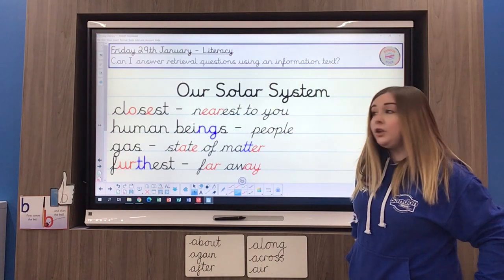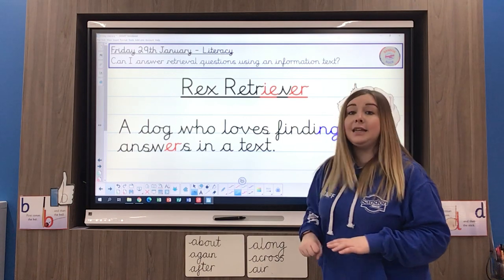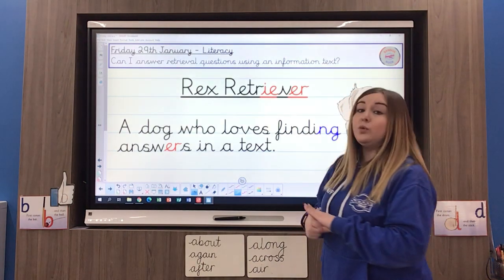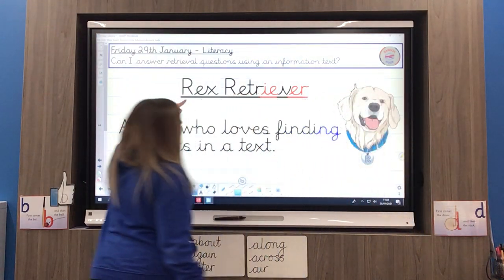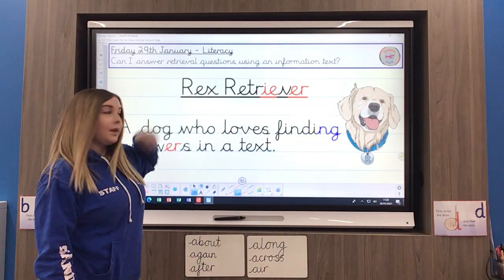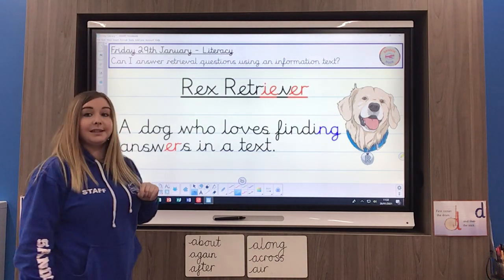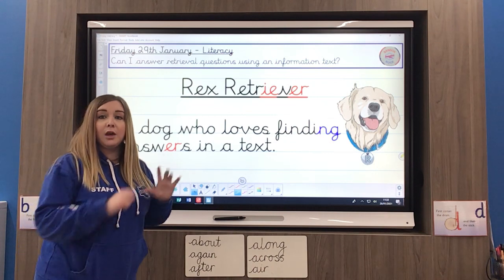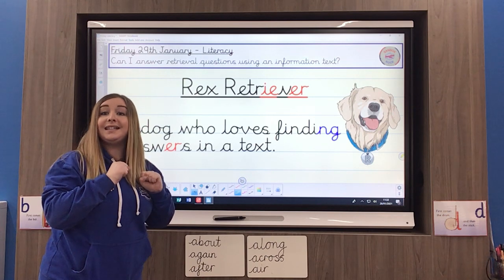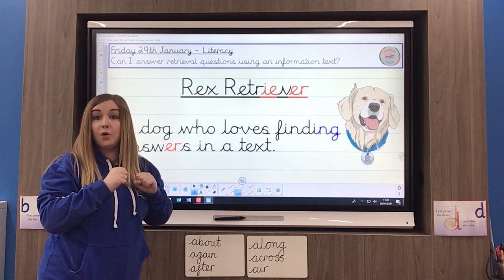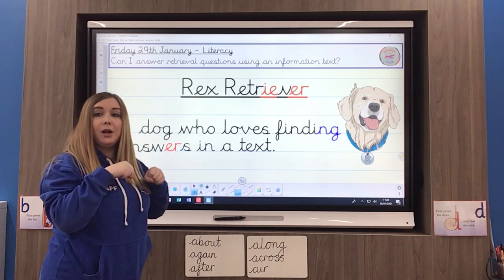So once you've read it then, Year 4, your learning question today is asking you to answer retrieval questions. To do that, we're going to become Rex Retriever. And we know that Rex Retriever loves finding answers in a text. Remember, he goes into that text and he pulls out those answers. That's exactly the skill we need for today's learning. Okay, so we're going to go into that text and pull out the answer.